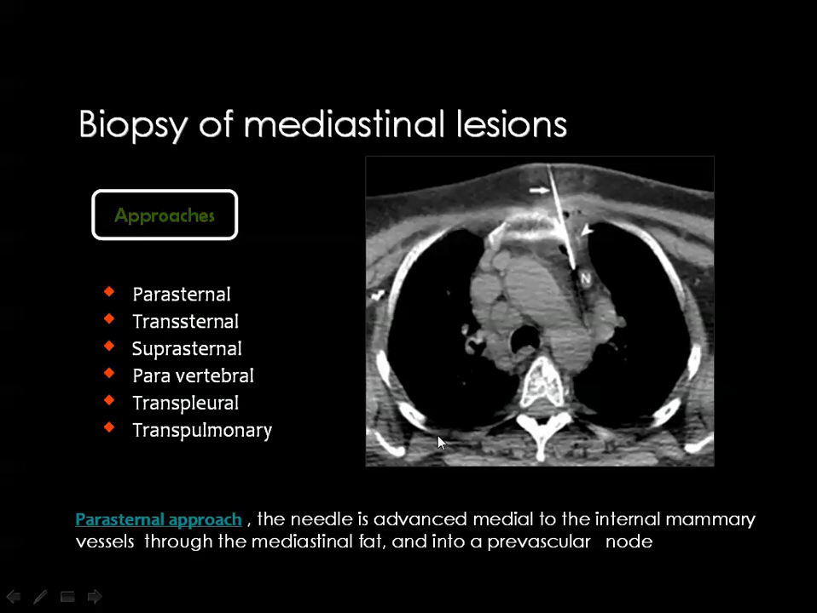transpulmonary approaches. And this is an example of a parasternal approach, and you pass your needle in an oblique way so that if you go deep, you will not hit the arch of the aorta, for example. And this arrowhead points to the internal mammary artery, which should be avoided whenever you are introducing your needle to biopsy such lymph nodes in the perivascular area.